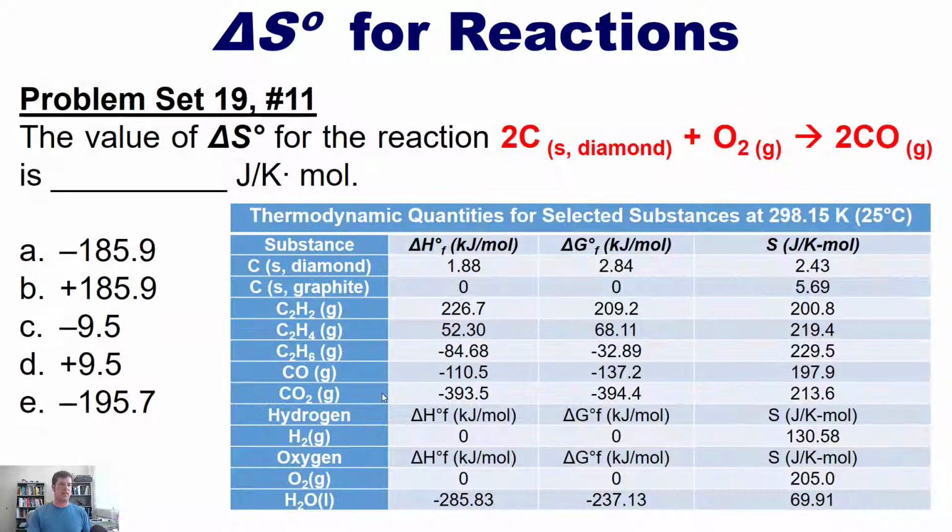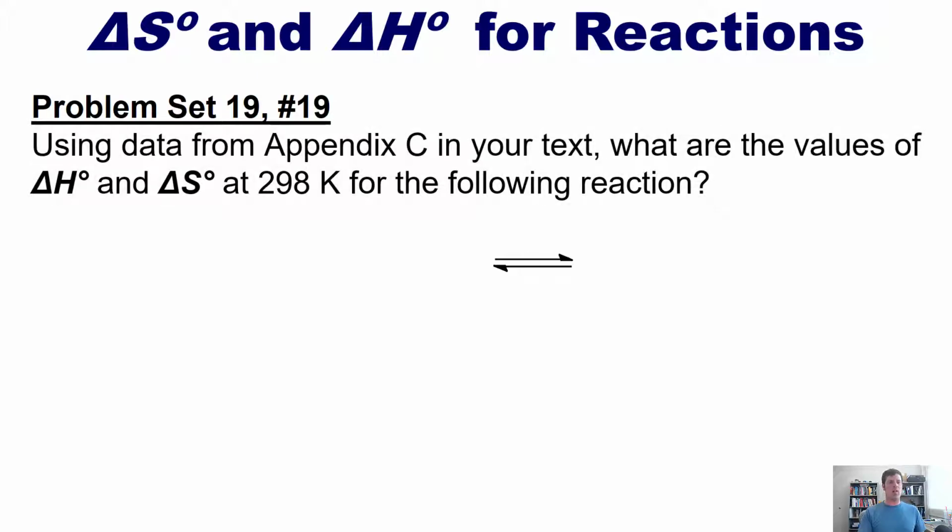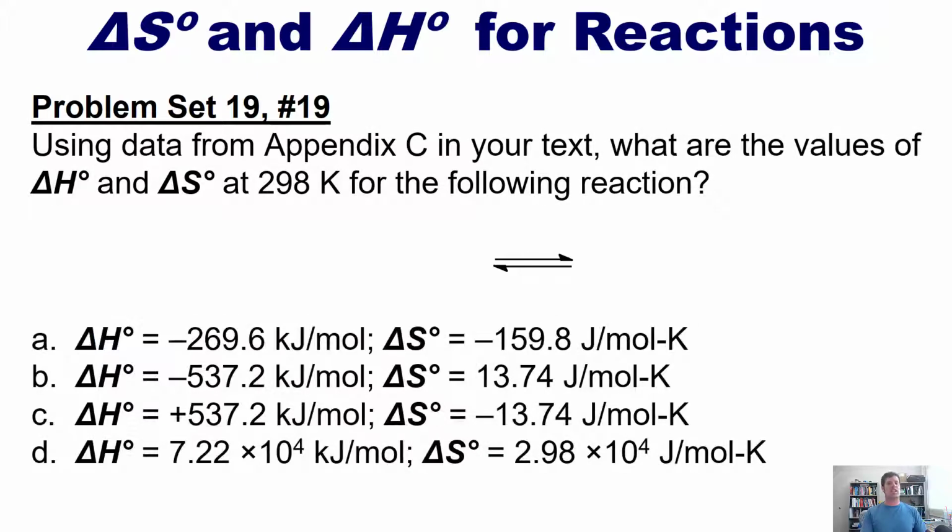And this one, basically the same question, asks us what the delta S0 is for the reaction shown here, given the values shown in this table. And another one, using the data from Appendix C in our text, what are the values of delta H0 and delta S0 at 298 K for the reaction shown here? As before, I'll put some links in the description below or floating over my head, depending on what YouTube allows me to do, that you can click in order to see the answers to these questions.